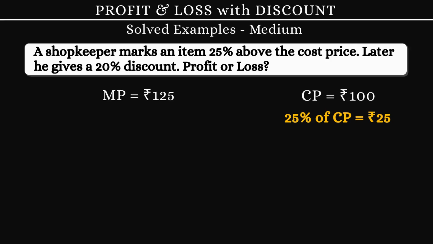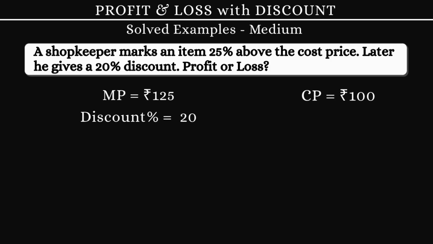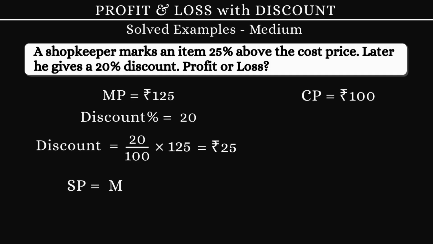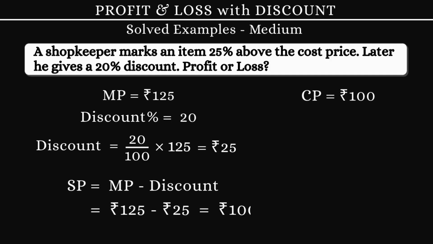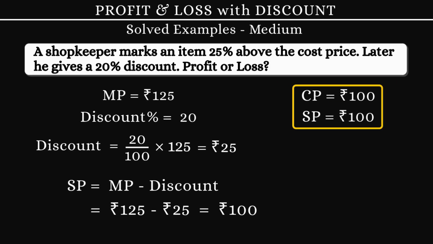From the question, we have the discount percentage as 20. So the actual discount is 20 by 100 into the marked price, which is 125. This results in rupees 25. So the selling price will be marked price minus discount. 125 minus 25 will give us 100 rupees. So the selling price is exactly the same as the cost price. So there is no profit and no loss involved.